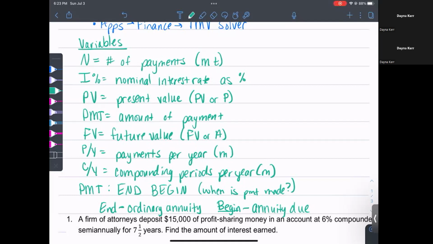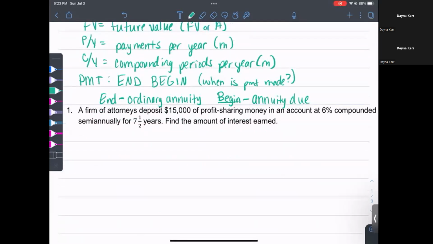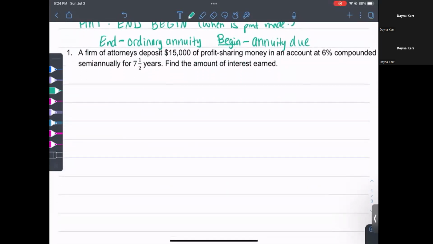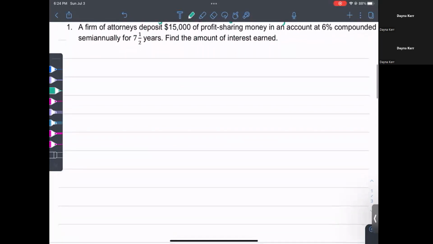Okay, so let's go to our first example, this word problem. We just have 4 word problems for this. We say a firm of attorneys deposits $15,000 of profit sharing money in an account at 6% compounded semi-annually for 7.5 years. Find the amount of interest earned. So the beginning amount, the present value, or P, is $15,000. The interest rate stated is 6%. It says compounded semi-annually, so that's an M value of 2 and a time of 7.5.